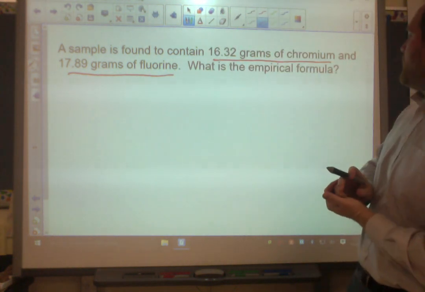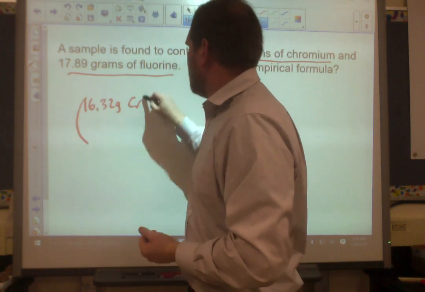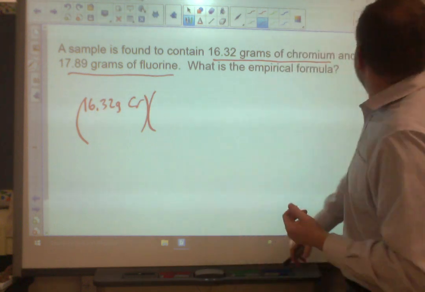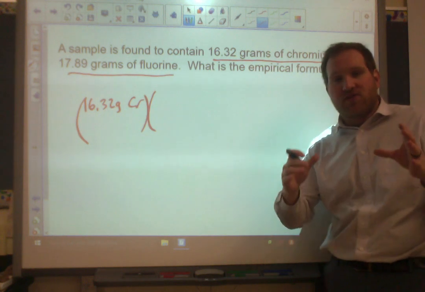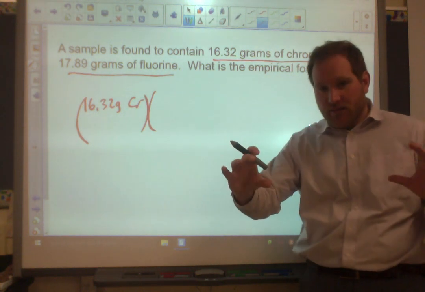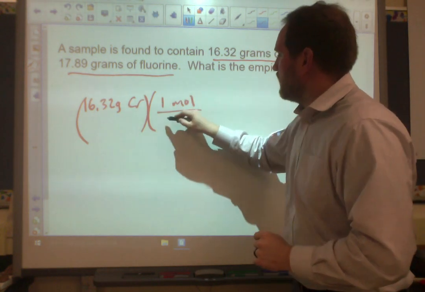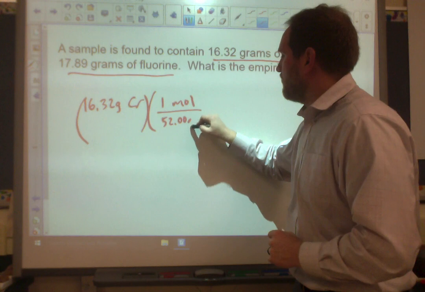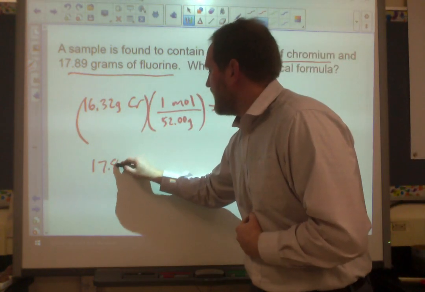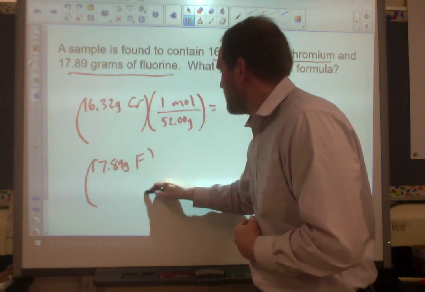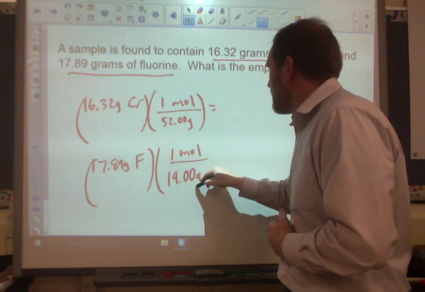All right, so we have 16.32 grams of chromium. And we're going to turn that into moles. The molar mass of chromium is 51.996 or 52.00. And remember, that's the molar mass, meaning it's the number of grams that equals 1 mole. Or in other words, 1 mole over 52.00 grams for chromium. Fluorine, 17.89 grams of fluorine, and the molar mass of fluorine is 19.00 grams.